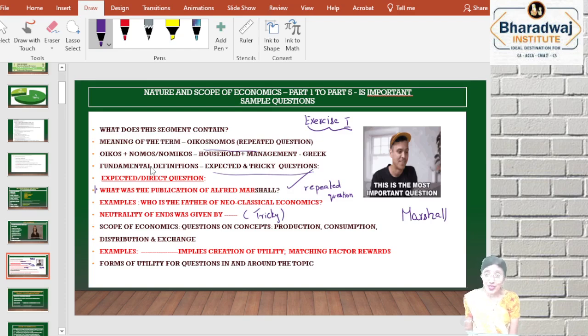No. Neutrality of ends was a debate between Alfred Marshall and Lionel Robbins. Alfred Marshall said that economics cannot include goods that do not promote welfare of the people. It will not include hazardous substances. But what did Lionel Robbins reply? He said, no, let it be production of liquor or production of tobacco. As long as there is production and consumption, it is economics. So economics is neutral between ends, means economics does not make a classification as good goods and bad goods. So who gave this concept?